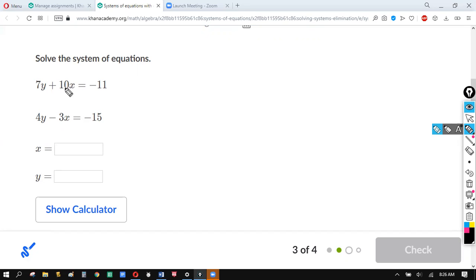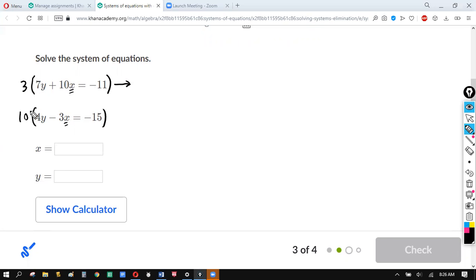Okay, since we have a 10 here and a -3 here on the bottom, I'm going to multiply the top one by 3 and the bottom one by 10. The reason I'm doing this is because on the x, I'm going to get 3 times 10, which is 30, and on the x down here, I'm going to get 10 times -3, which is -30. So when I add those, it'll drop out. So let's distribute the 3.